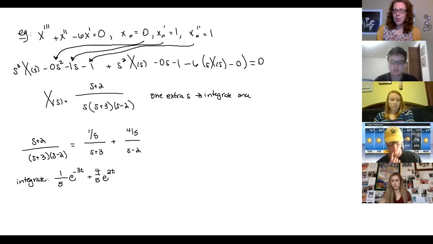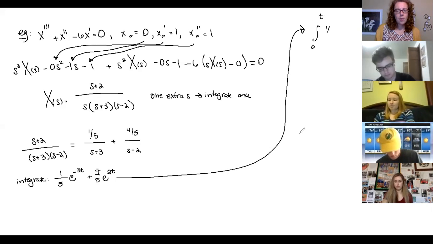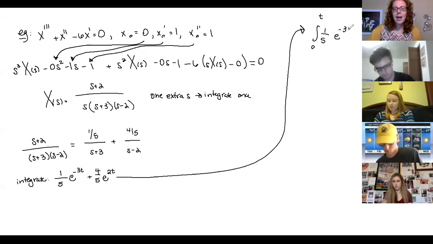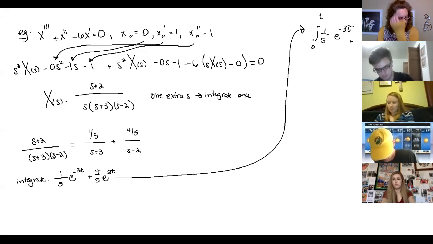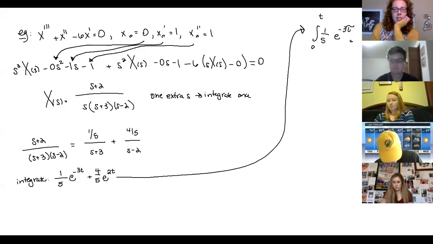Are there questions to that point before I do that integral? Okay. Let's go ahead and integrate then. So remember that I need to change the values inside the integral to taus. So I'm going to have integral from 0 to t of 1/5 e to the negative 3 tau plus 4/5 e to the 2 tau d tau.